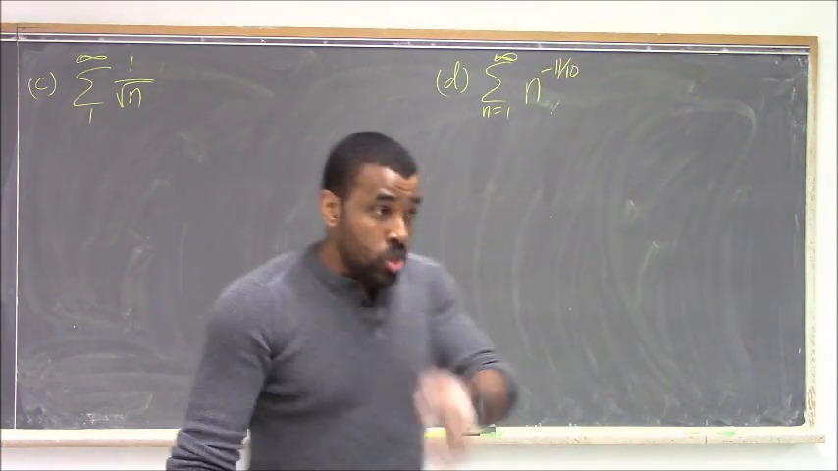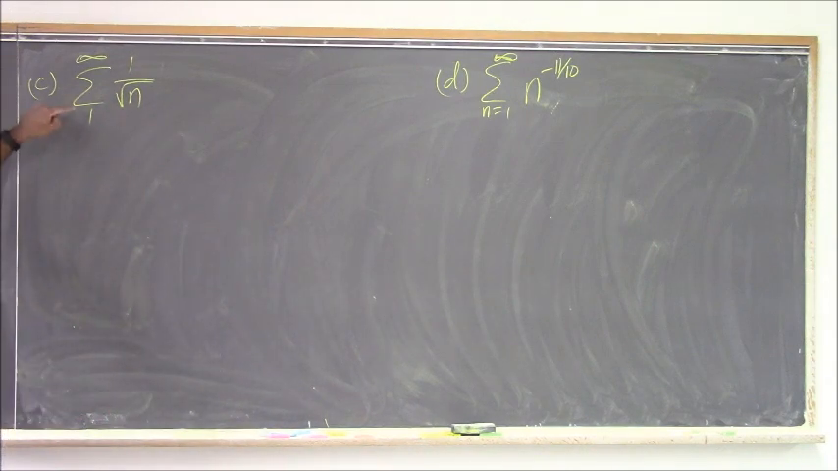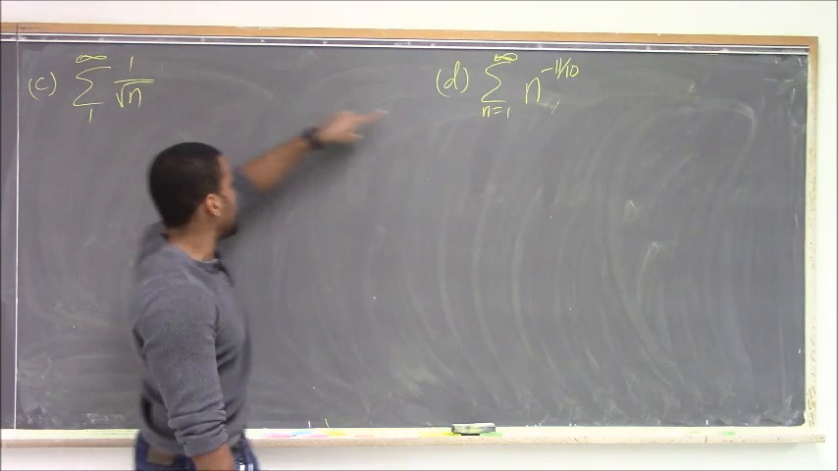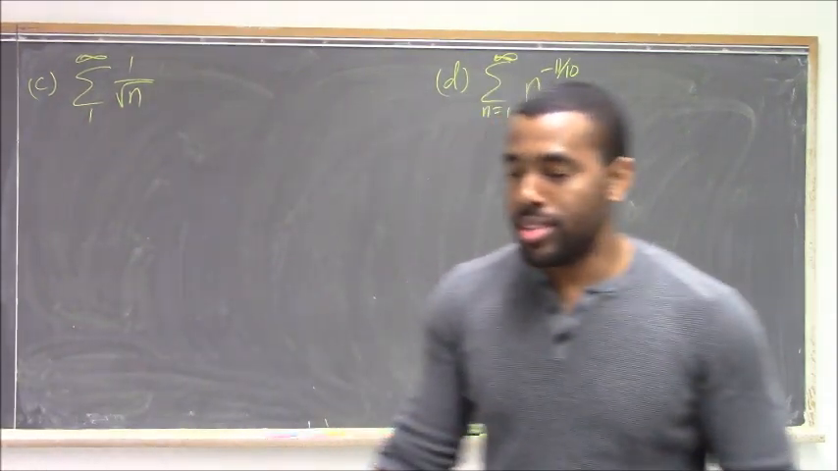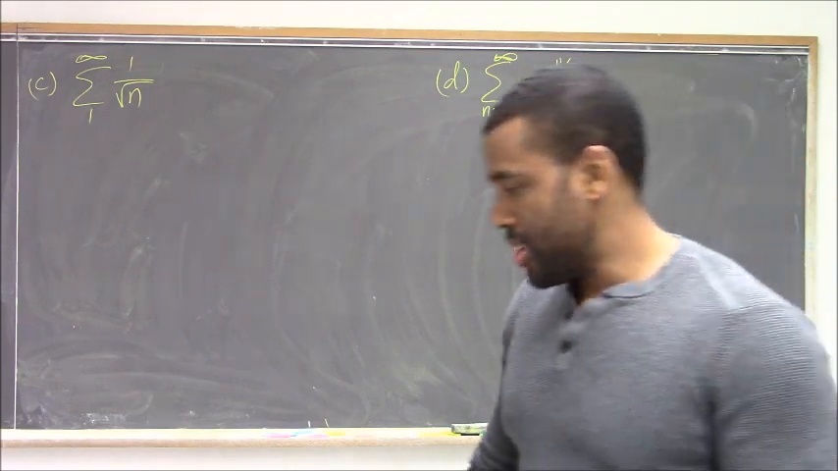Sometimes when it's understood who the variable for the series is, you'll just notice that I'll write the number here. Instead of writing n equals 1, I just might write 1. It's customary to be sloppy in this way. Sometimes, you know, writing it gets annoying.